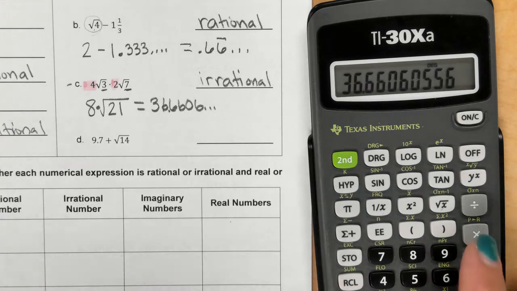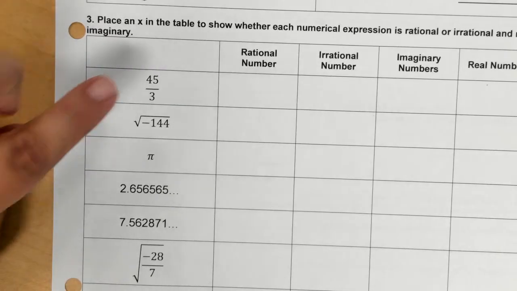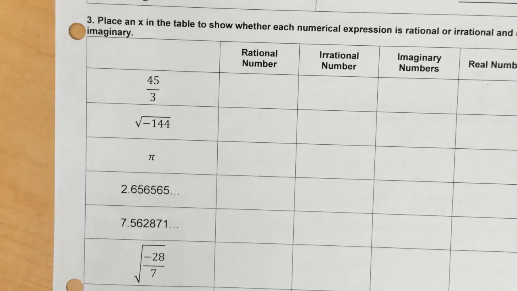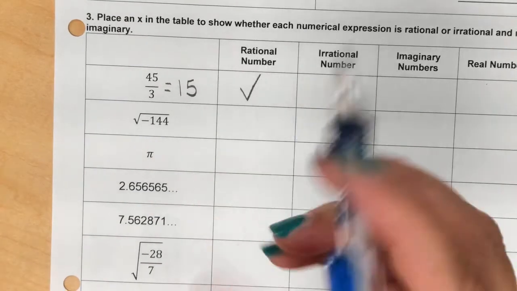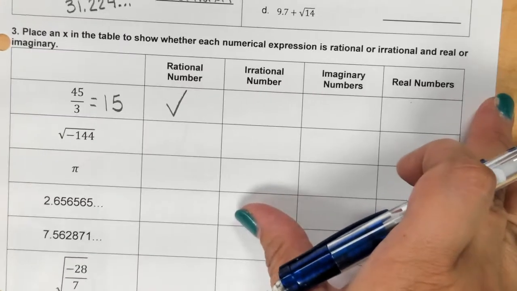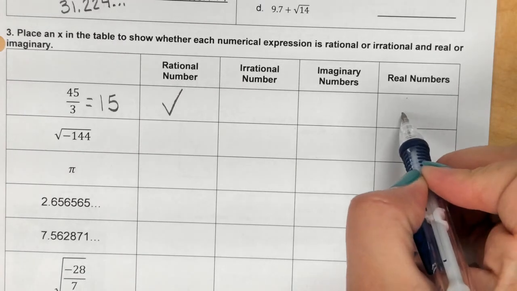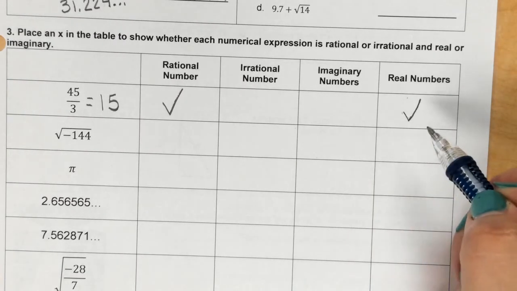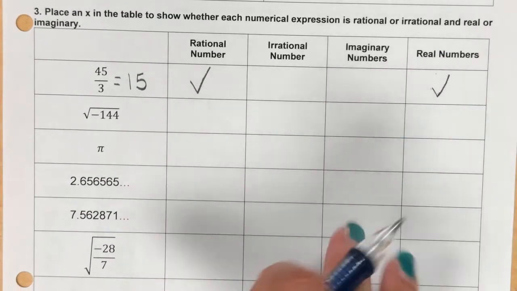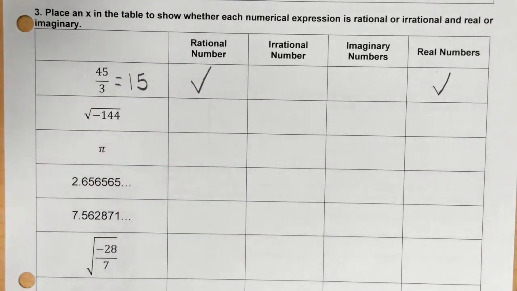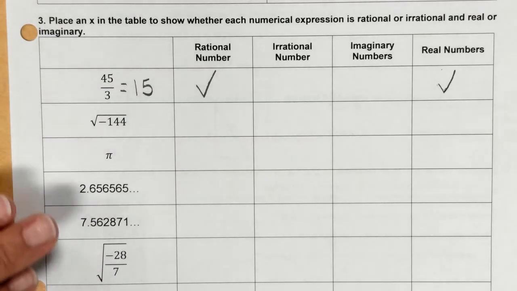Okay, now, the bottom part is just a whole bunch of other problems like that. So 45 divided by 3, you literally calculate that. What do you get? Rational number. Rational. But if something is rational, it is also a real. Now, you guys can use X's or you guys can use a check mark. I don't care. Okay, any other problem on this grid here that you want me to do?